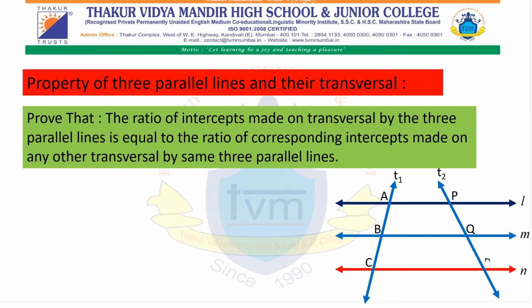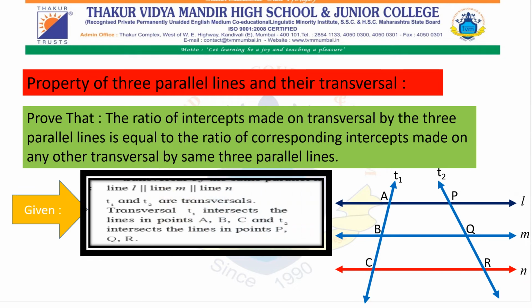Based on this diagram, we'll write down the given. As you can see in the diagram, line L, line M and line N are parallel to each other. T1 and T2 are transversals. T1 intersects them at points A, B and C, and T2 intersects at points P, Q and R.